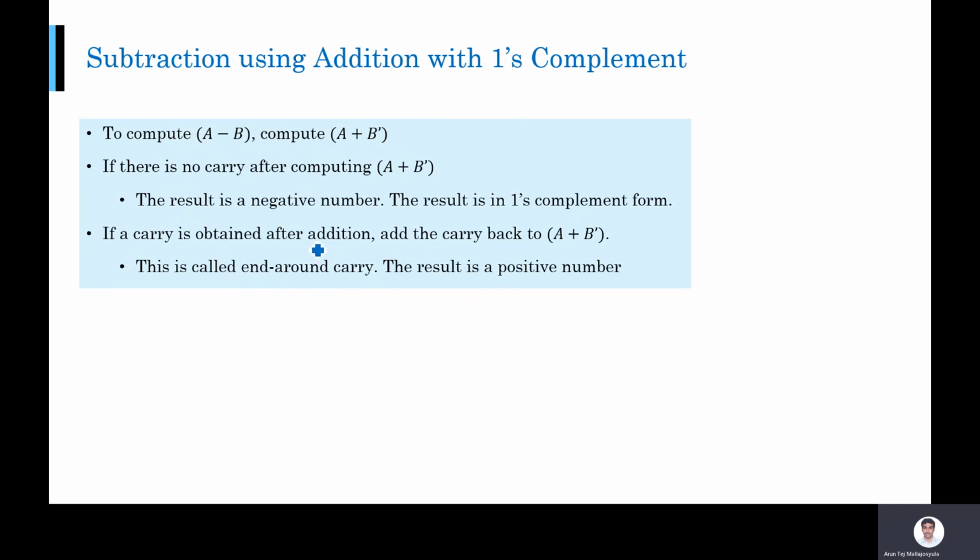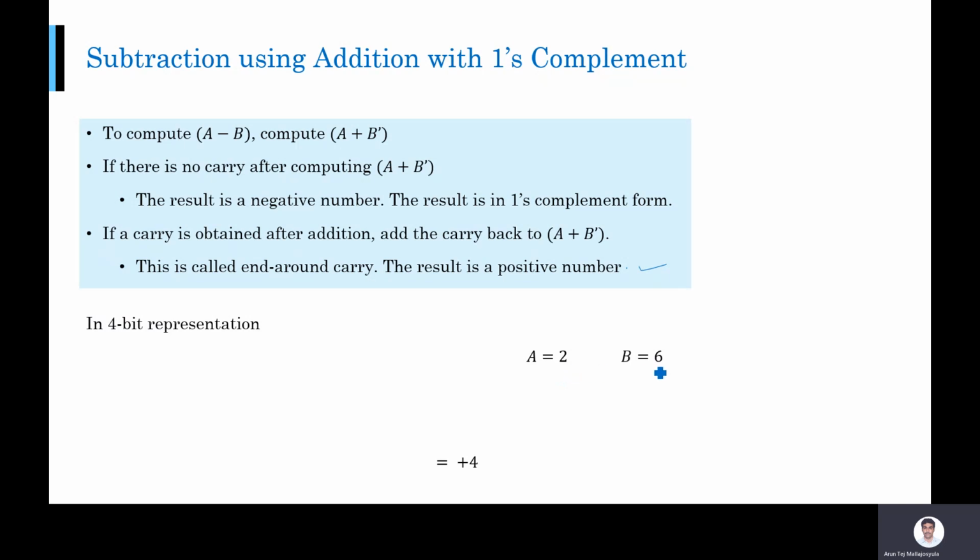Whenever you get a carry after this addition, it indicates that the result is a positive number. If you don't get a carry, then you need not do anything. The result is already in the one's complement form. That means the result is already a negative number and it's already in its one's complement form. So one additional operation you need if there is a carry. Let us take an example of both the cases, when you have no carry and when you have a carry. Let us take the first example, where there is no carry.